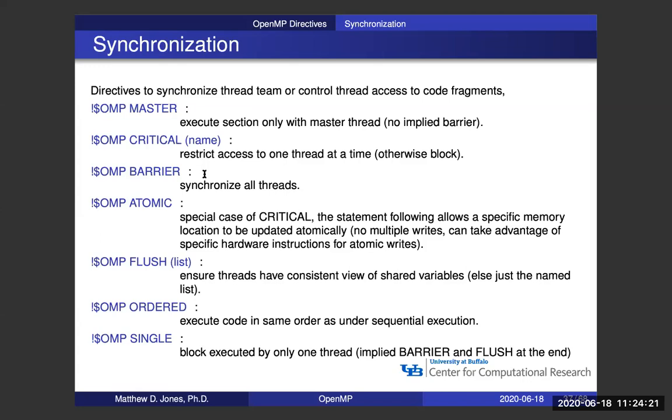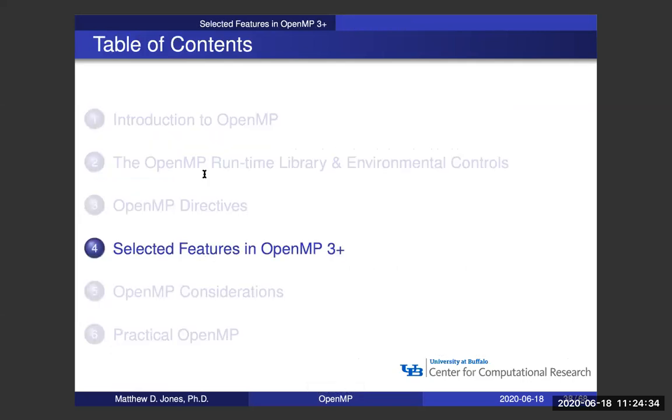OMP ordered: execute the code in the same order as if it were sequential. Again, not a performance option, that's a debugging option. OMP single: make sure you execute that block of code by only one thread. Okay, and that's it for the directives. I don't think that took me too much time. It's a relatively short list, right? We'll go through some specific examples to show how to use these things in practice.